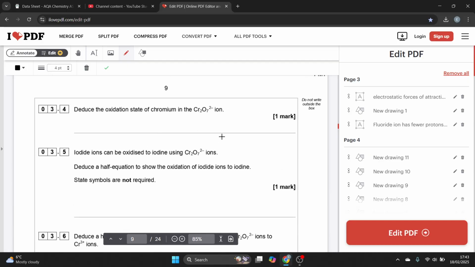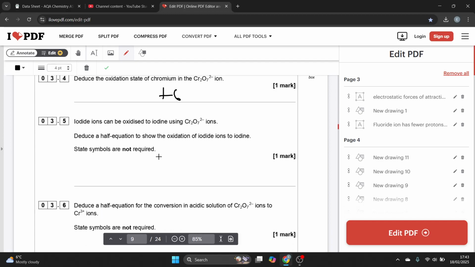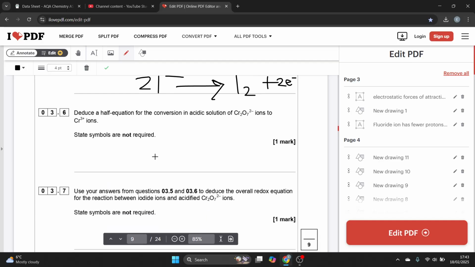To find the oxidation state of chromium in this ion, well, oxygen is minus 2 times 7, minus 14, then chromium needs to be plus 6, because plus 6 times 2 is 12, 12 minus 14 gives minus 2. Iodide ions can be oxidized to iodine, just the oxidation of iodide ions to iodine. We need 2 here and 2 negatively charged electrons here. State symbols are not required, okay. Use a half equation for the conversion of Cr2O7 2- to Cr3+.